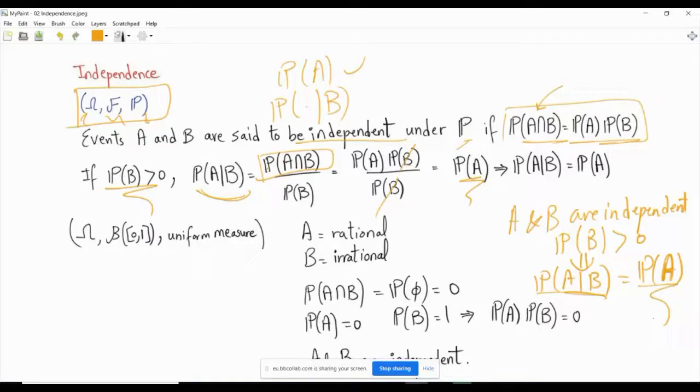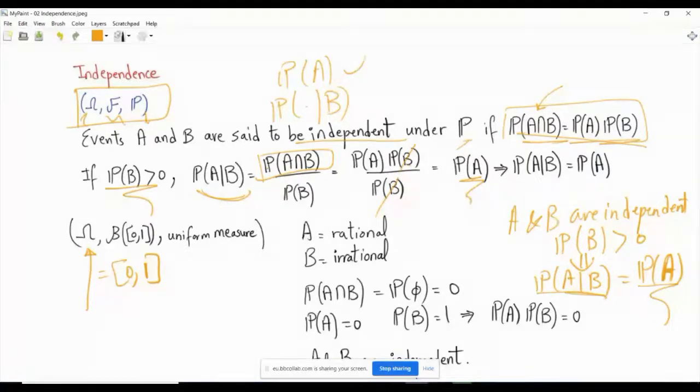Okay, but the mathematical definition is very strict and very dry. You take two events, A and B, and you say that they are independent if the probability of the intersection is the product of probabilities. Okay, so let's take big omega to be the closed interval from 0 to 1.